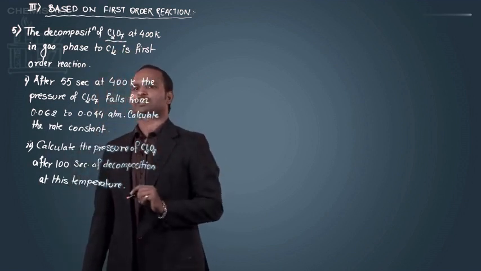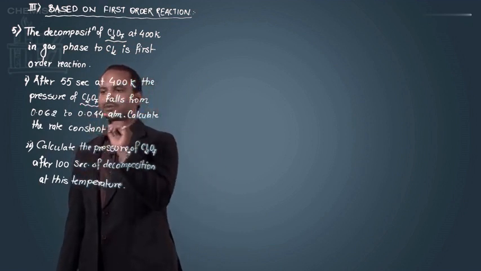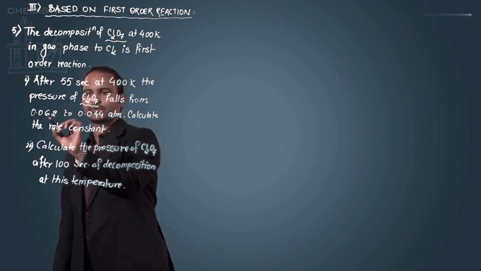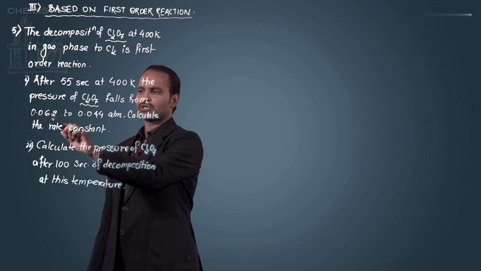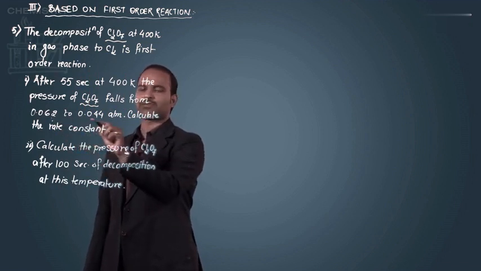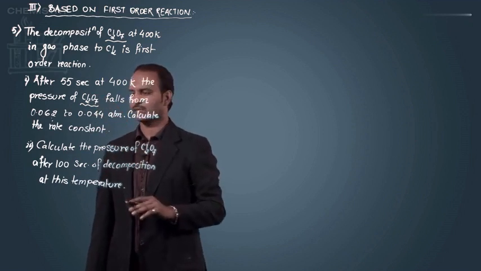After 55 seconds at 400 Kelvin, the pressure of Cl2O7, that is the pressure of the reactant, falls from 0.062 to 0.044. It means this is going to be the initial pressure, which is falling from this value to this. That is, this is the pressure after time t. Here the time is 55 seconds.